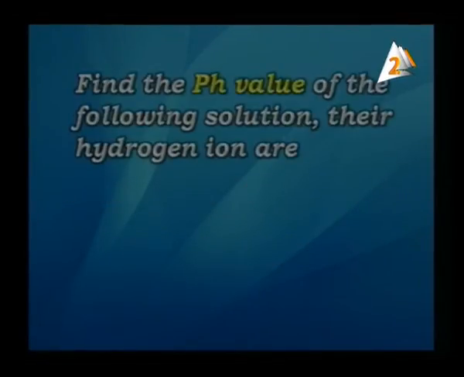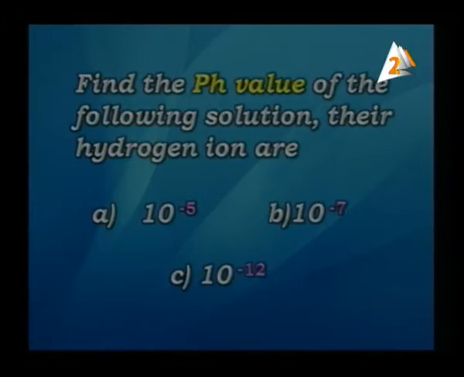Fly to the other question. Find the pH value. It is very easy now. We have the pH value of the following solutions. Their hydrogen ion concentrations are: letter A, 10 to the power of negative 5; letter B, 10 to the power of negative 7; and letter C, 10 to the power of negative 12. Find the pH value of each solution and define which one is acid, which one is base, which one is salt.